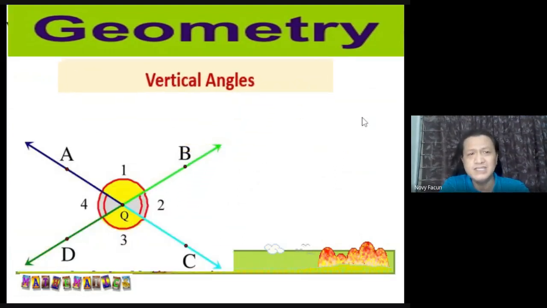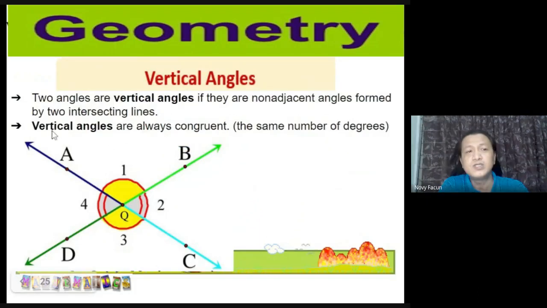And now, what are vertical angles? So, two angles are vertical angles if they are not adjacent angles formed by two intersecting lines. Aside from that, kailangan para masabing vertical angles, they are always congruent. Ano naman ang ibig sabihin ng congruent? They have the same number of degrees. Kailangan equal yung measure nila. So for example, we have line AC intersecting with line BD. Therefore, vertical angles form with that.